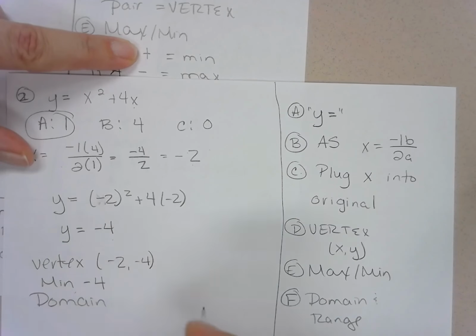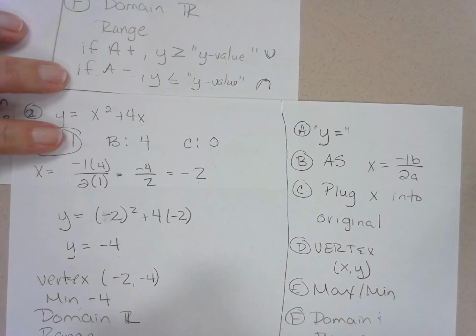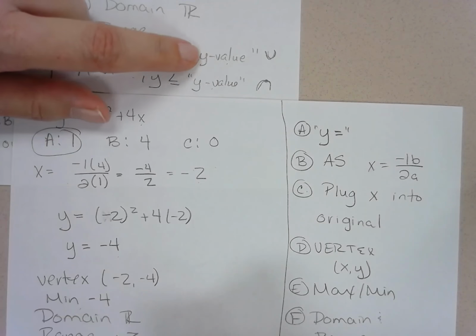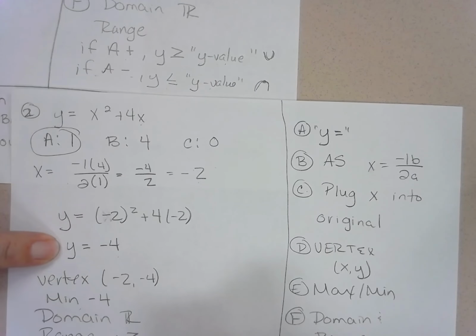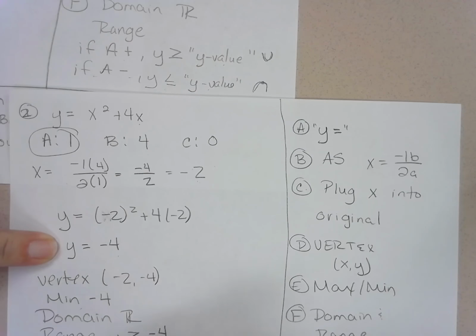All of the quadratics we're dealing with have a domain of all real numbers. And they have a range that starts with the y. And we go here, this is from the first page of notes, and it says if a is positive, y is greater than or equal to, and then we go back to that y value. That y value is -4. So our range is all of the y's that are greater than or equal to -4.